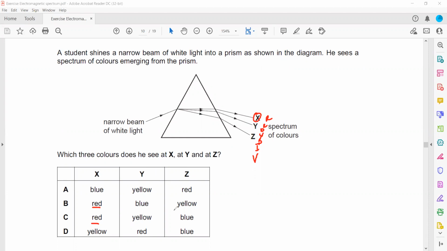When we check blue and yellow, Z should be blue because blue bends more than yellow. As you can see, it is violet, indigo, blue, green, yellow, orange, and red. So red, yellow, and then blue. That's why C is the right answer. Is this question clear?